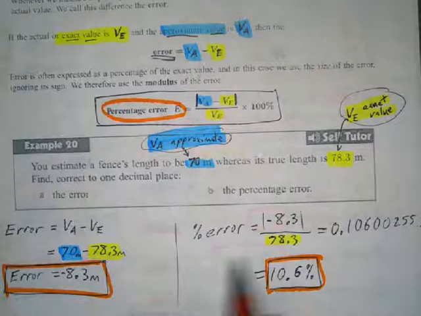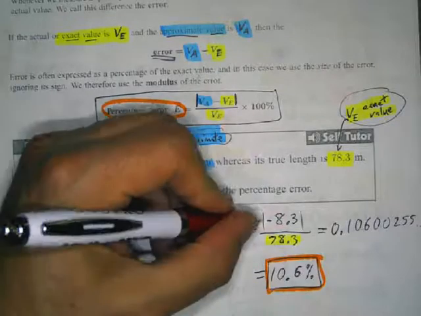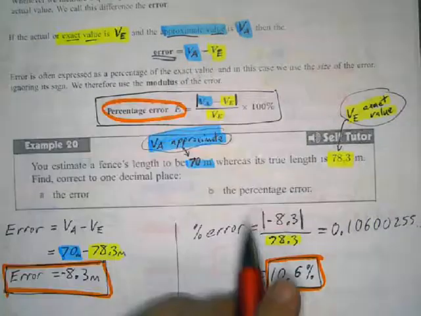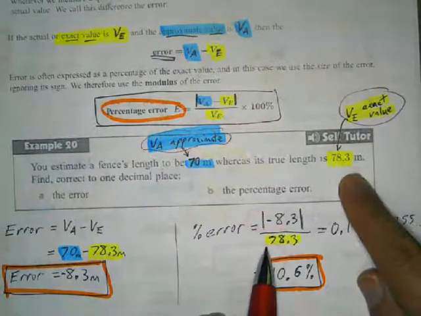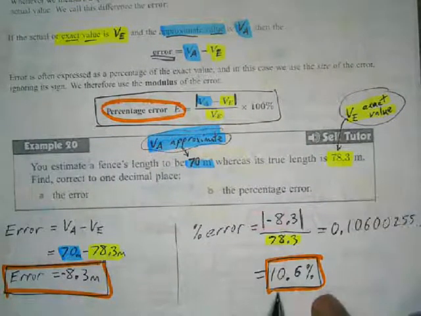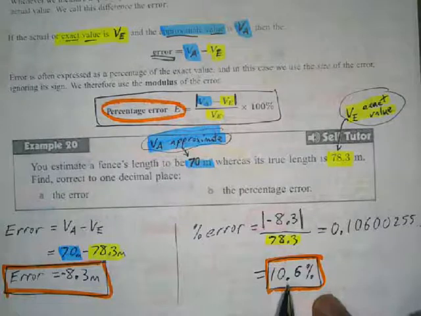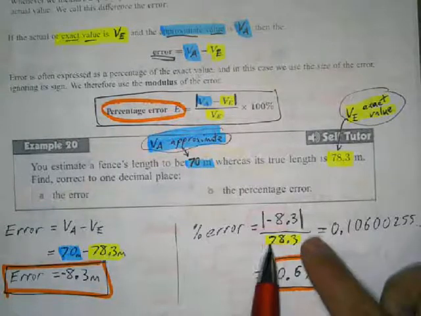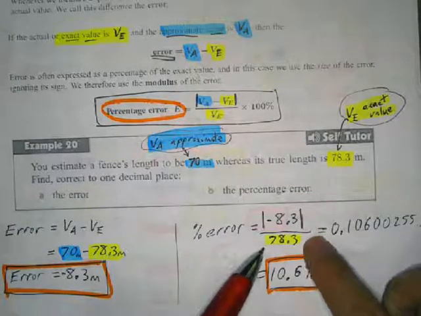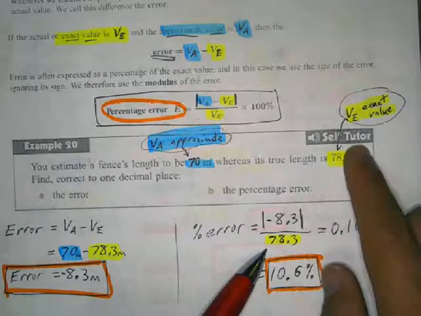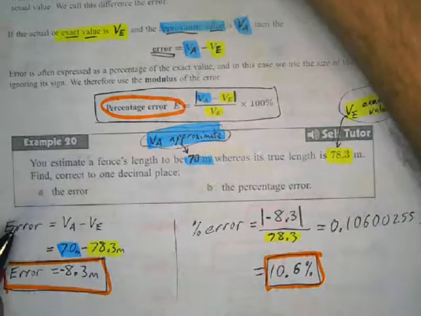Now the percent error, remember I use absolute value, so 8.3 divided by 78.3 is going to give me this value here. There were some students in class that accidentally divided by 70 instead of 78.3. The most common mistake is that people accidentally divide by the approximate number instead of the exact number. Let's look at the next few problems.